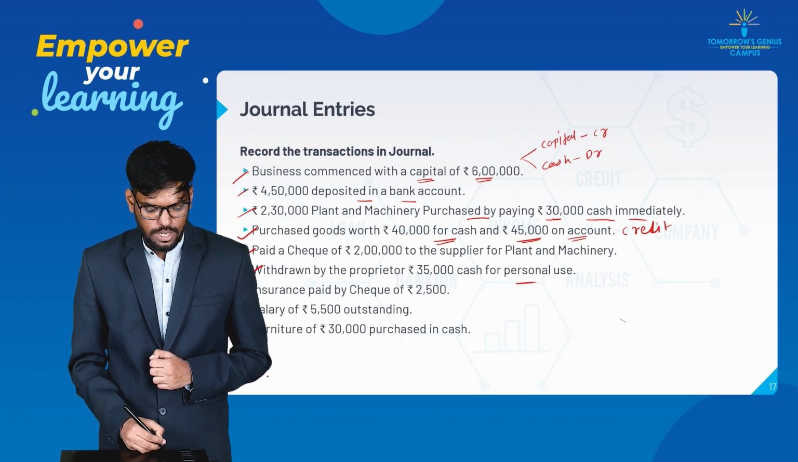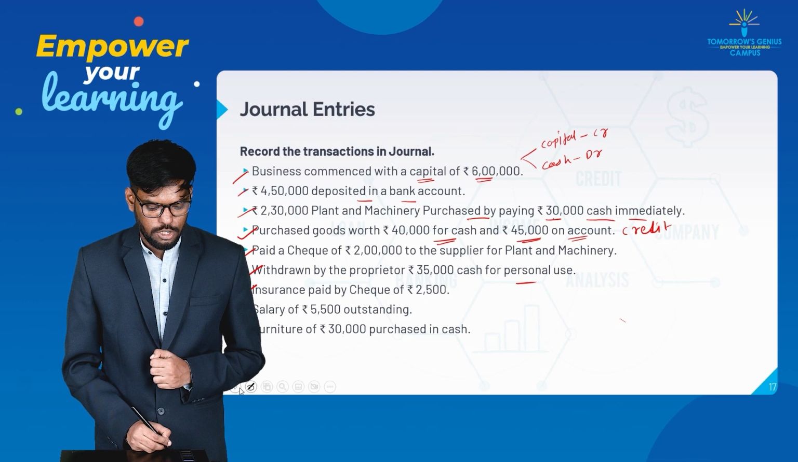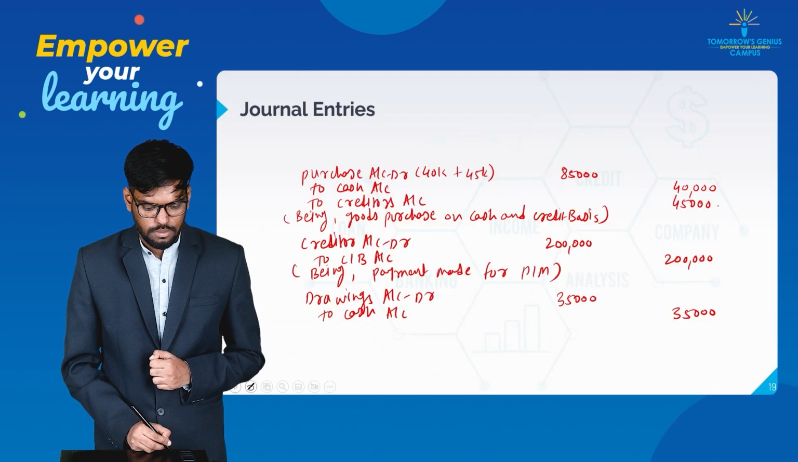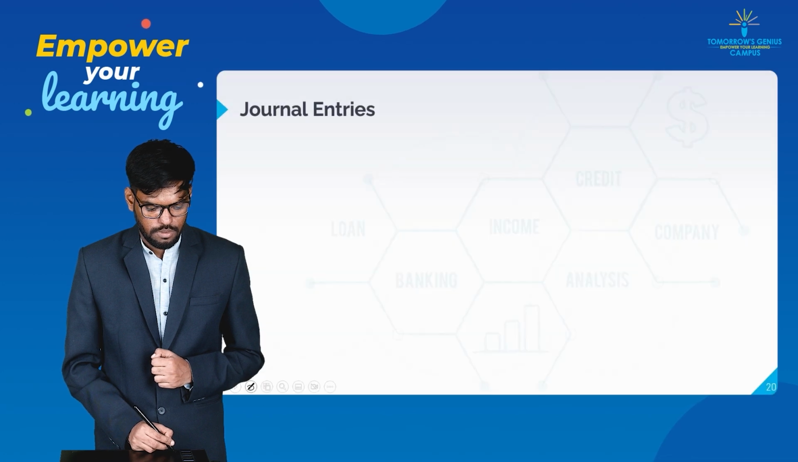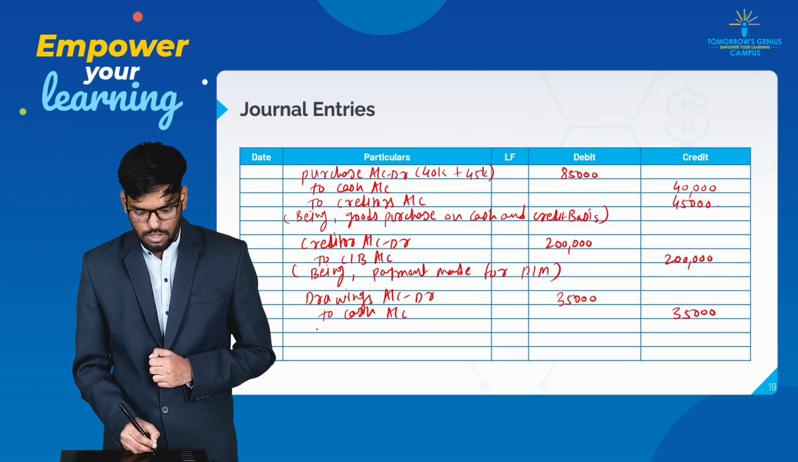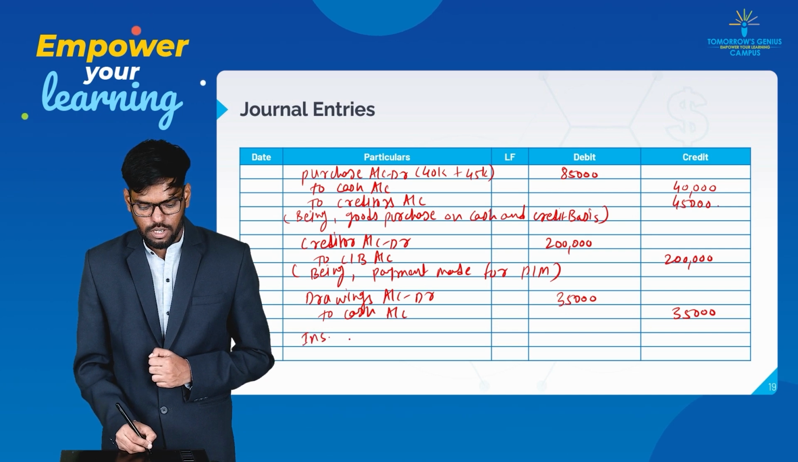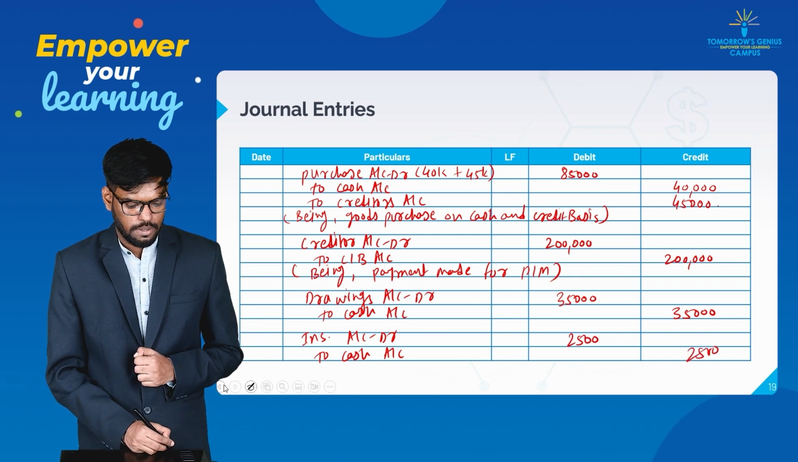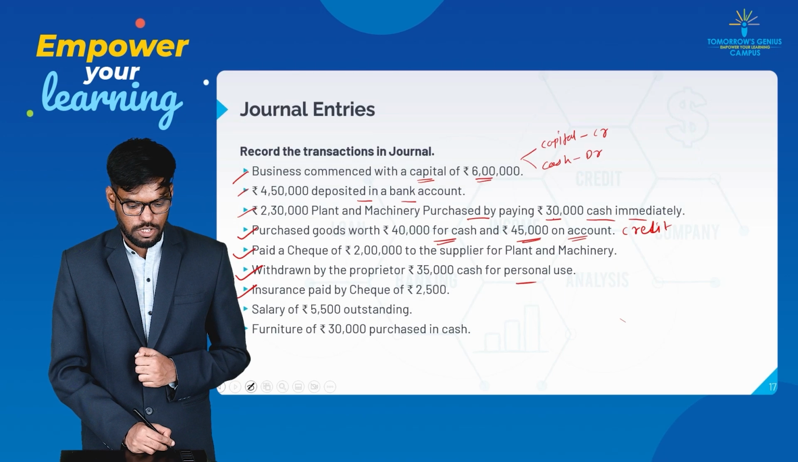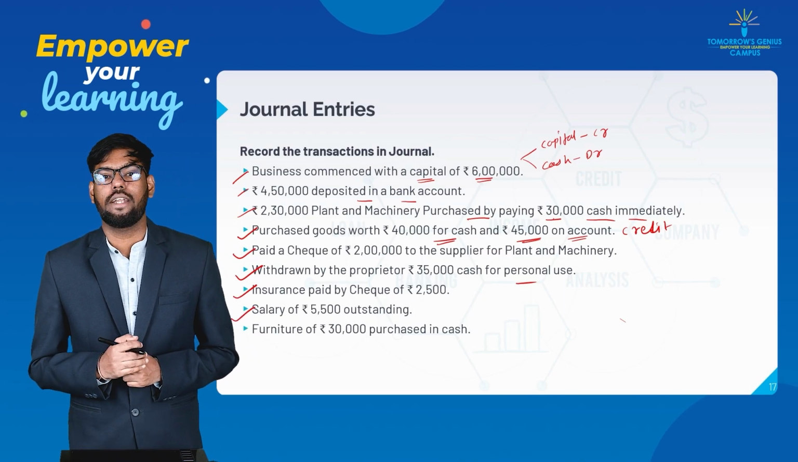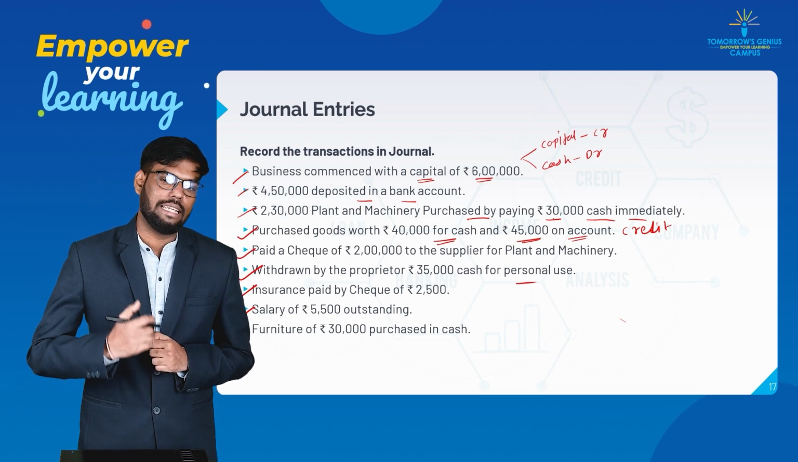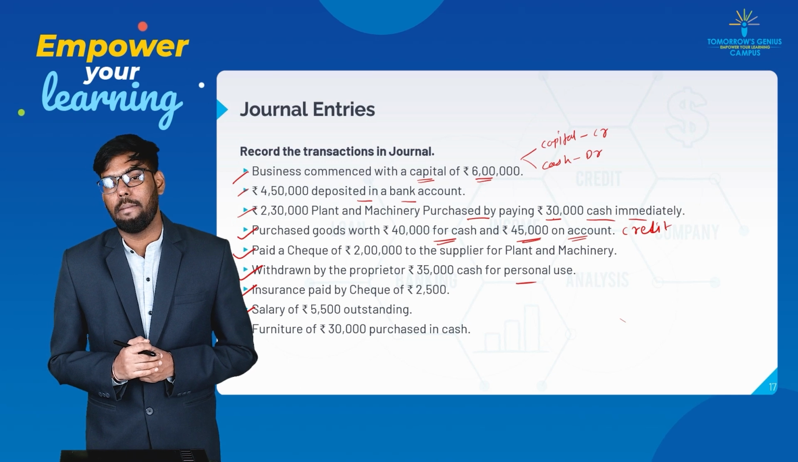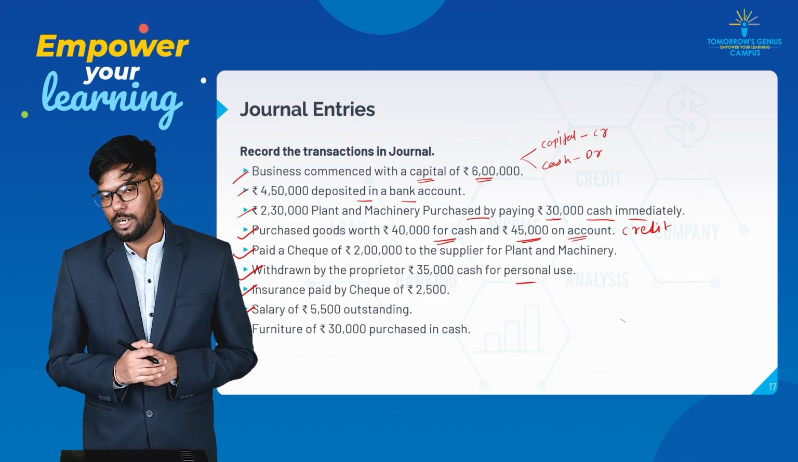So what will be the entry? The entry for this transaction will be insurance account debit to cash account. Being insurance premium paid, amount 2,500 rupees, right? Then next, a salary of rupees 5,500 is still outstanding. So we have to pay 5,500 rupees of salary to the employees, to the workers. So which kind of entry are we going to pass?